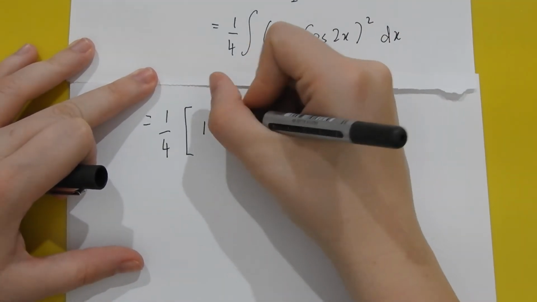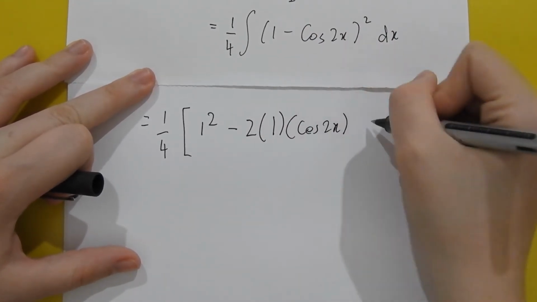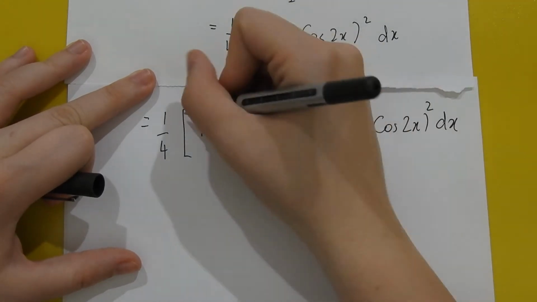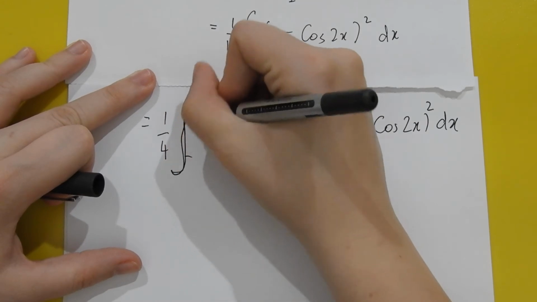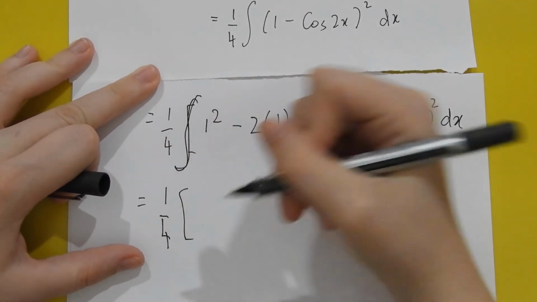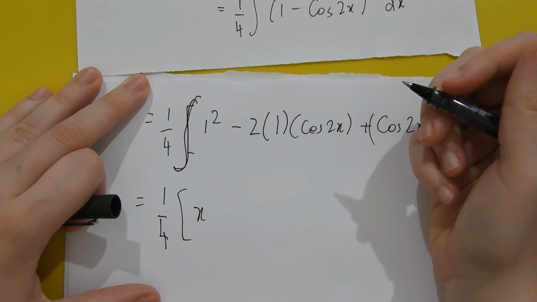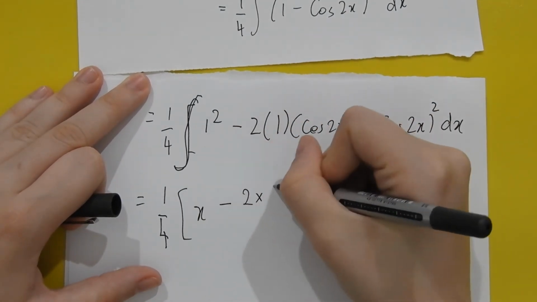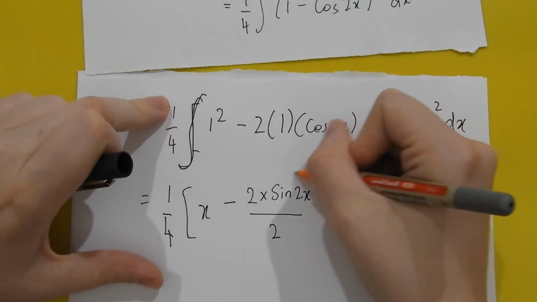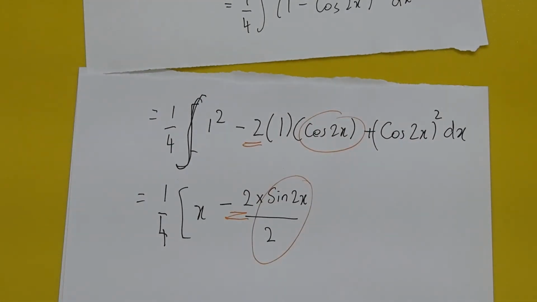So this expanded is 1 squared minus 2 times 1 times cos 2x plus cos squared 2x, dx, with the integral. Sorry. Okay, and then we need just to evaluate this. So this is 1 on 4. Integration of 1 is x. Integration of cos 2x is sine 2x on 2. So this is just minus 2 times sine 2x divided by 2. So I'll get another colour. So that bit is from that. That bit is from there. Just to make that a bit clearer, and the 1 just disappeared.